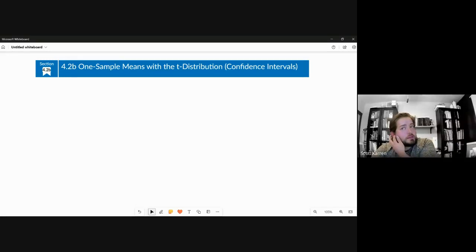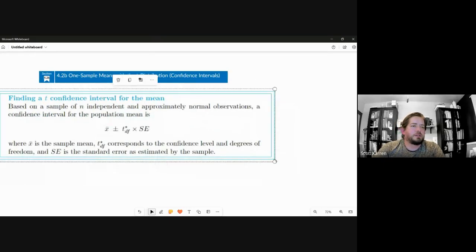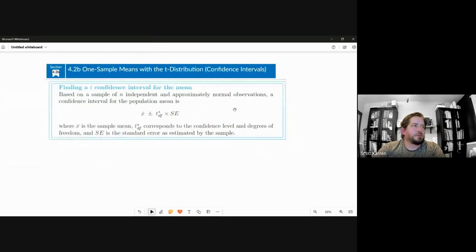All right, welcome back. This is 4.2b, one sample means with the t-distribution, and we're going to be creating some confidence intervals today. So this might look familiar. It's a little bit different than what we've seen. I don't know why the sizing is always goofy on this, but there we go.